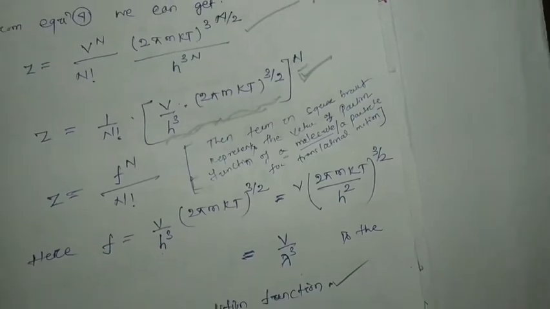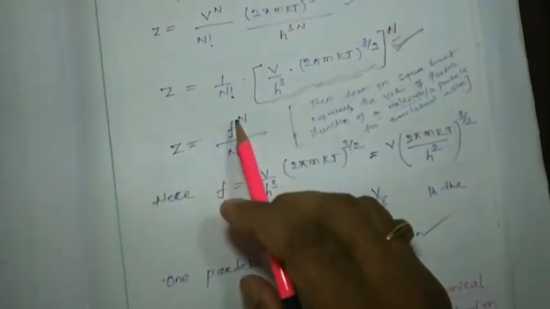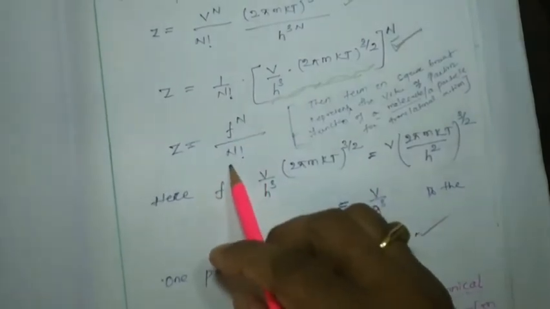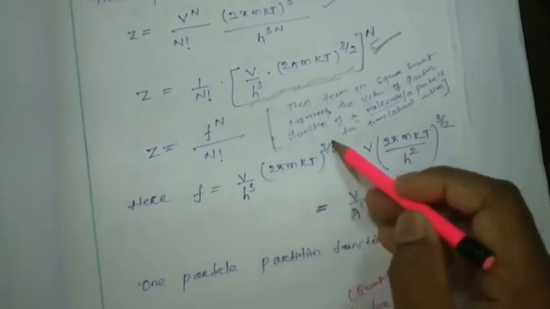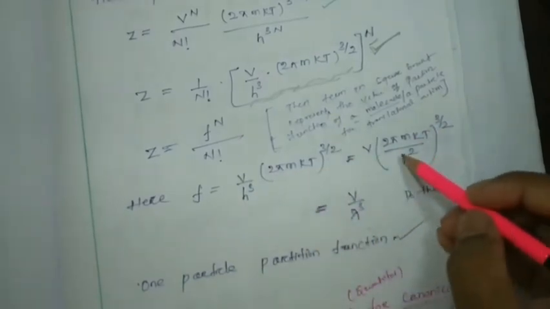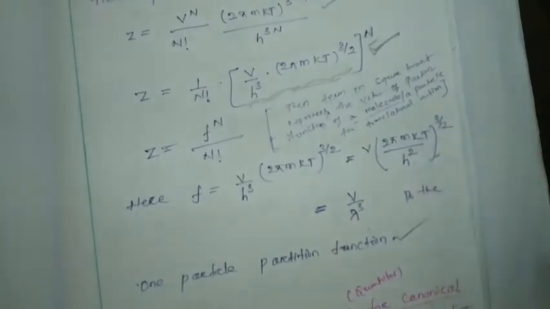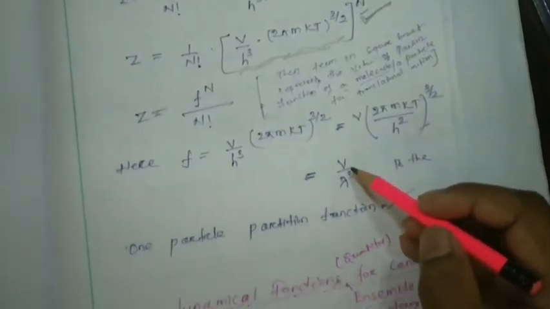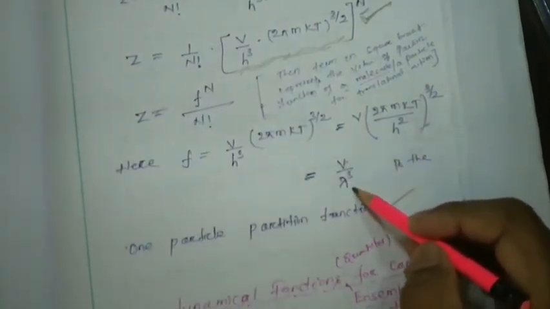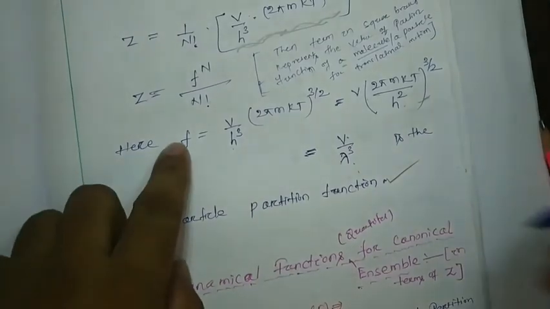Now it can be written again as Z equal to f to the power n by n factorial. Here f is nothing but (V/h³)(2πmkT)^(3/2), or V into (2πmkT/h²)^(3/2). Any form you can write or remember. Or we can write V by λ³, and this is f.